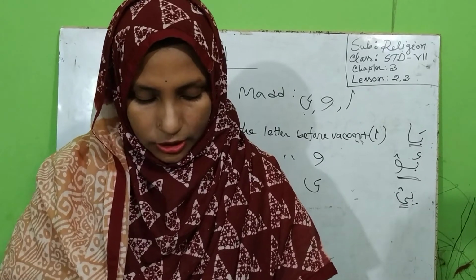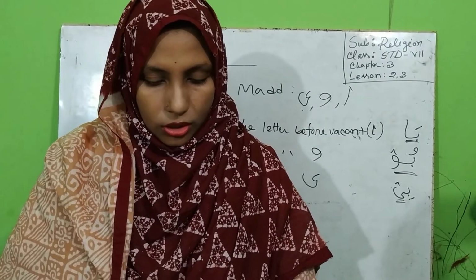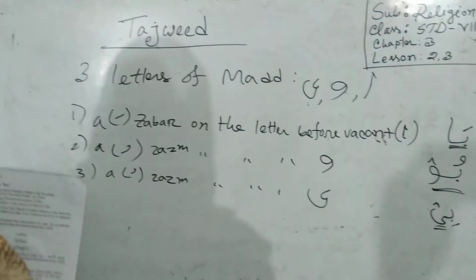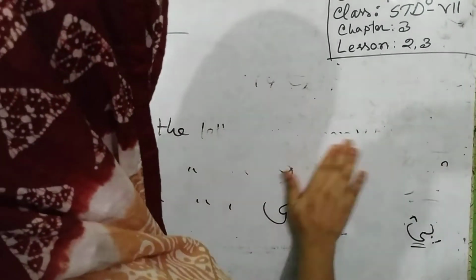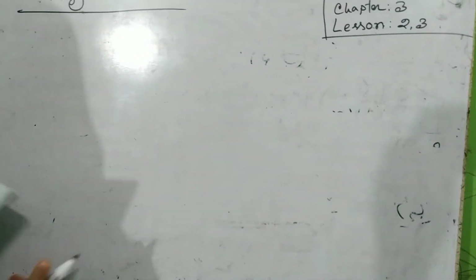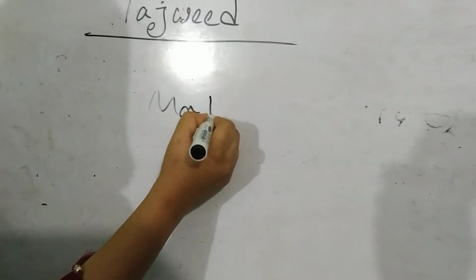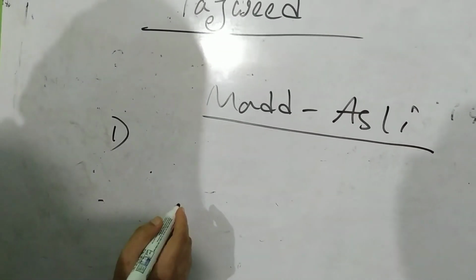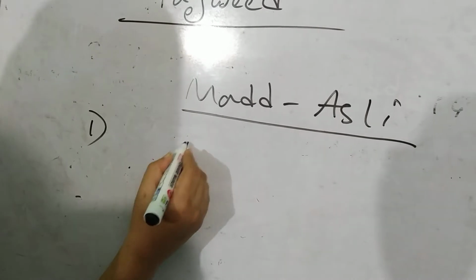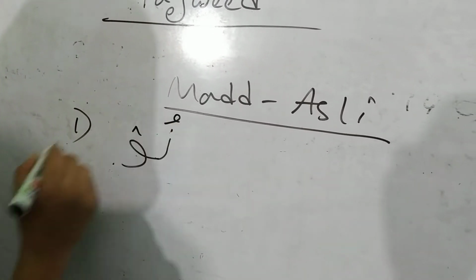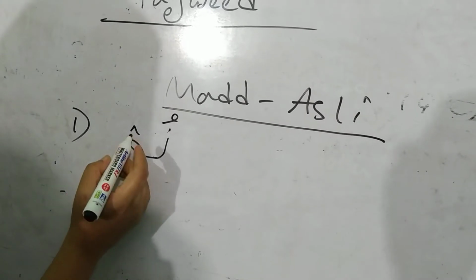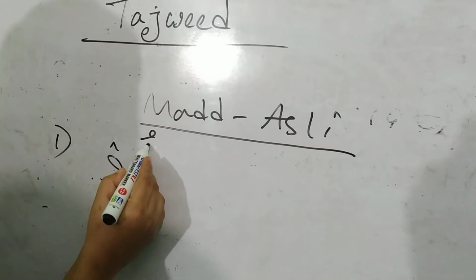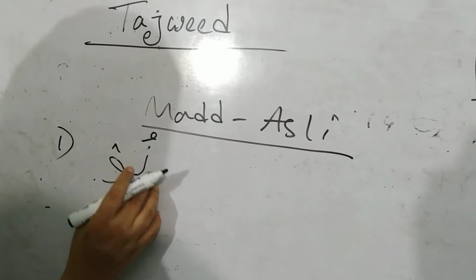Now an example of madde asli. We go to the board, we raise the board. Madde asli. Example 1, we write here noon and wow. Noon wow pesh, no, here is jazm. Here is a jazm and noon pesh. On the noon it is pesh.